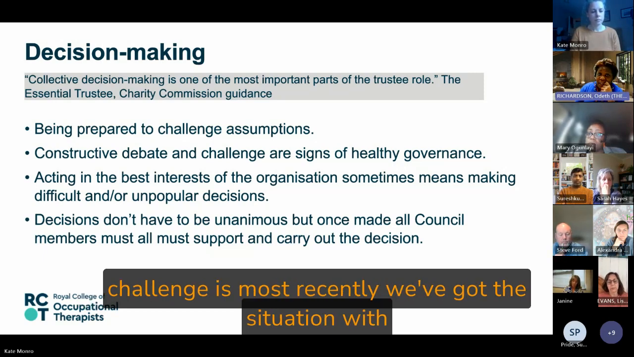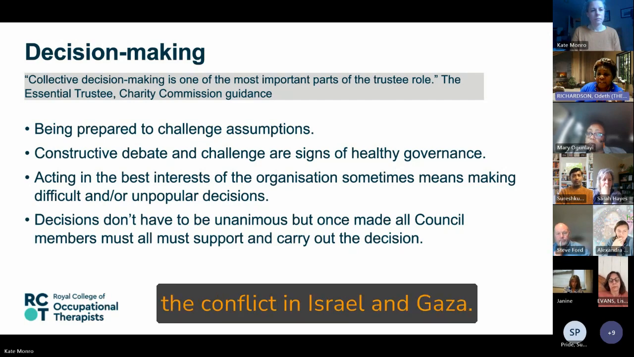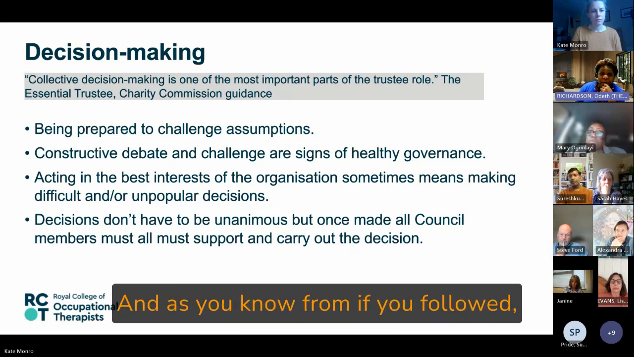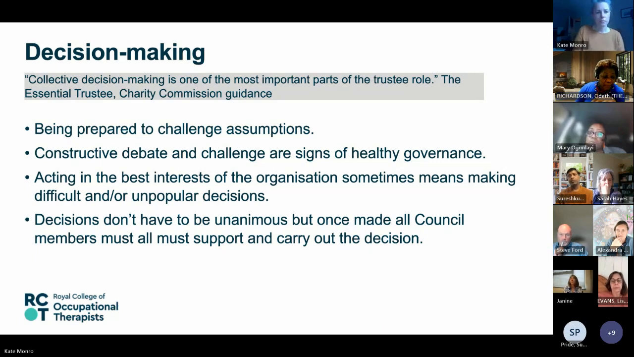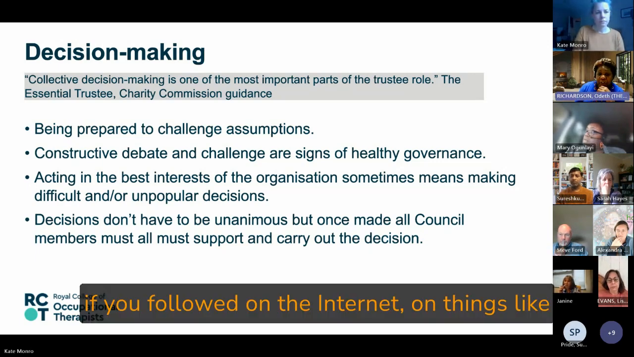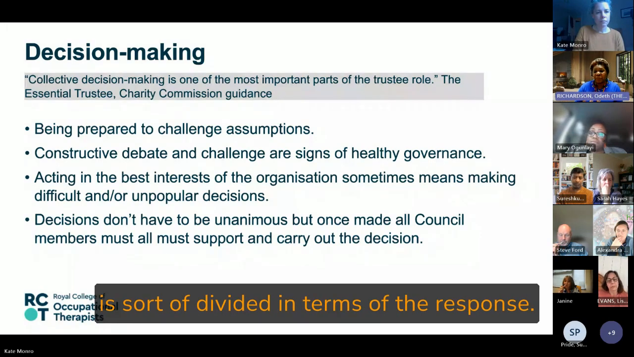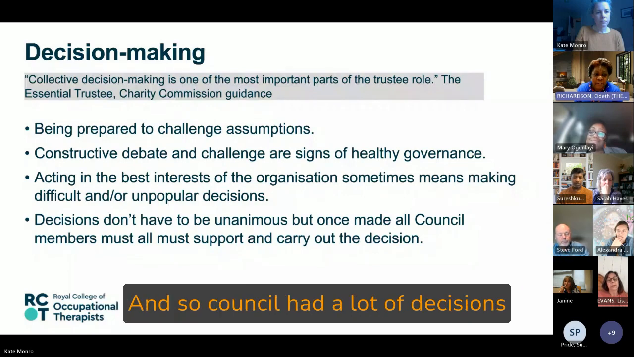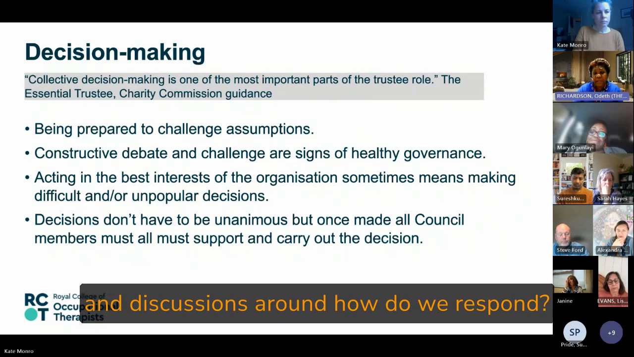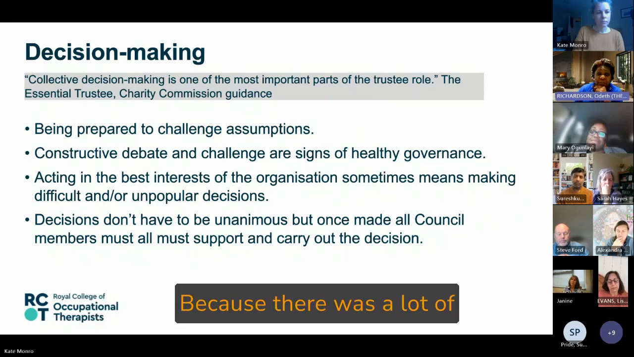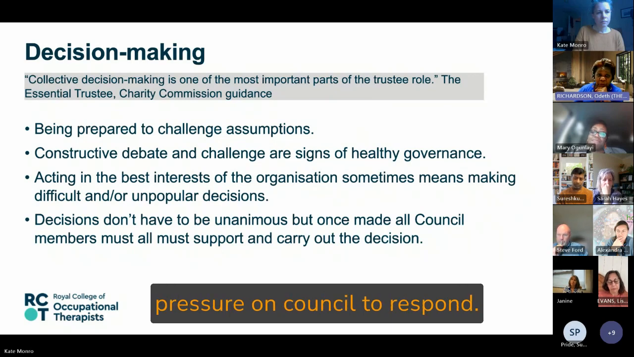most recently the situation with the conflict in Israel and Gaza. As you know, if you followed on the internet on things like Twitter and so on, you'll notice that the profession is divided in terms of the response. And so council had a lot of decisions and discussions around how do we respond, because there was a lot of pressure on council to respond.